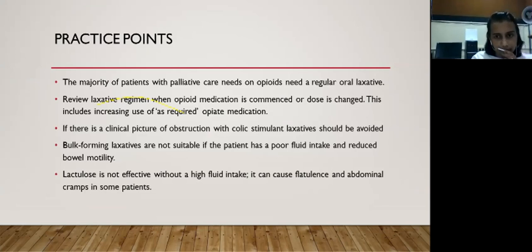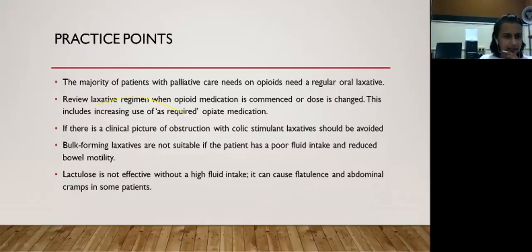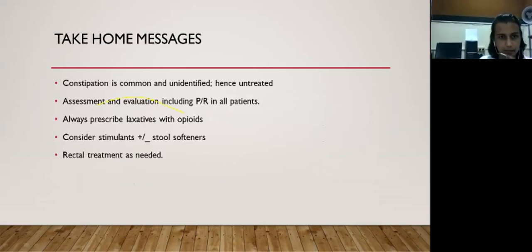Practical aspects: always review the laxative regimen when you switch between different opioids. And if there's a clinical case of obstruction with colic, then you have to avoid stimulant laxatives. Bulk forming laxatives, we all know, you need to mix with a lot of fluid, so it's not suitable for patients with poor fluid intake. And also sometimes if there's heart failure, you have to reduce the amount of fluid, so it's not advisable for such patients. And lactulose is not effective without high fluid intake. It can cause flatulence and abdominal cramps in some patients. Next slide. And that's the last slide.